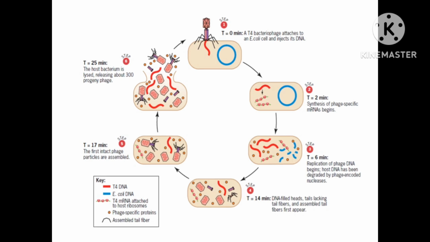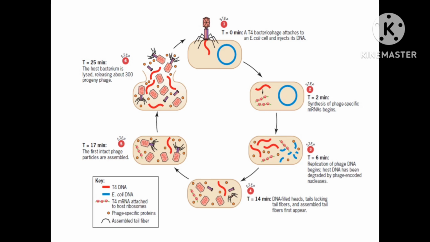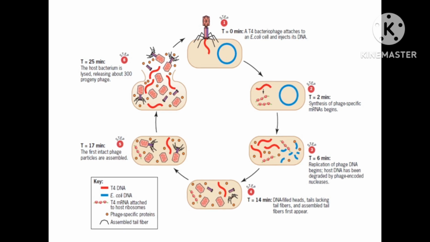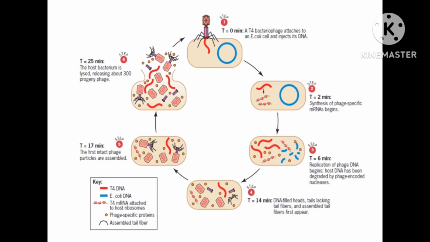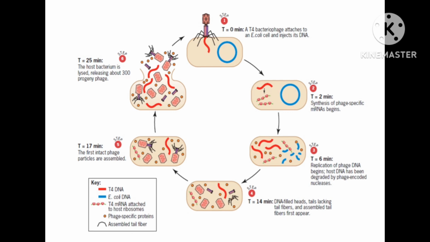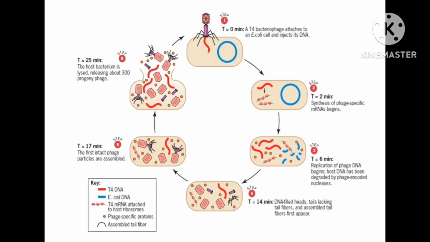In step 1, a T4 bacteriophage attaches to an E. coli cell and injects its DNA. In step 2, 2 minutes after infection, synthesis of phage-specific mRNA begins. In step 3, 6 minutes after infection, replication of phage DNA begins and host DNA has been degraded by phage-encoded nucleases. In step 4, 14 minutes after infection, DNA-filled heads, tails lacking tail fibers, and assembled tail fibers first appear.